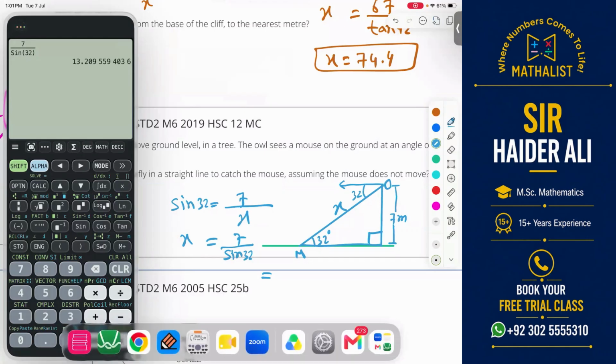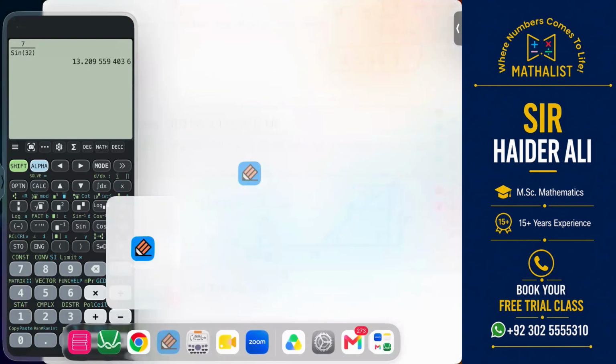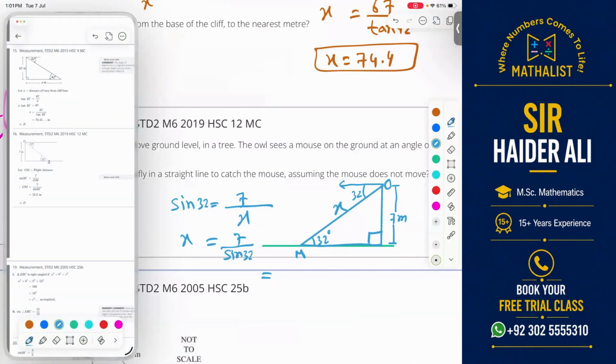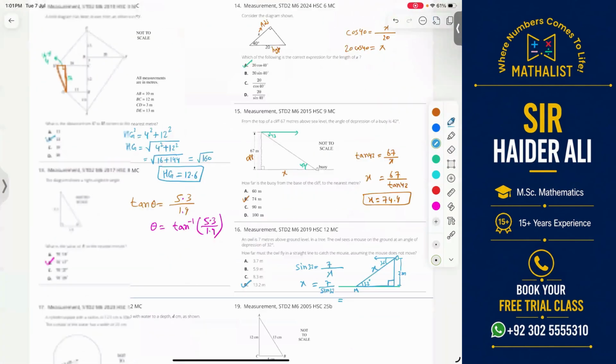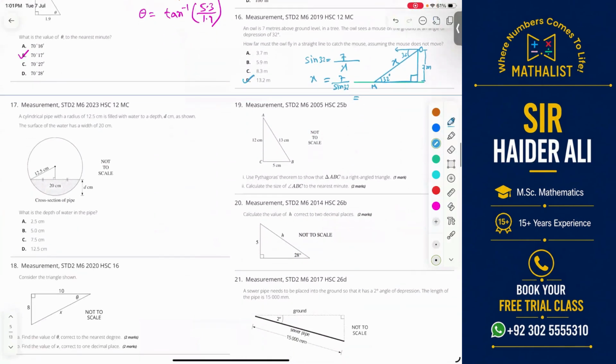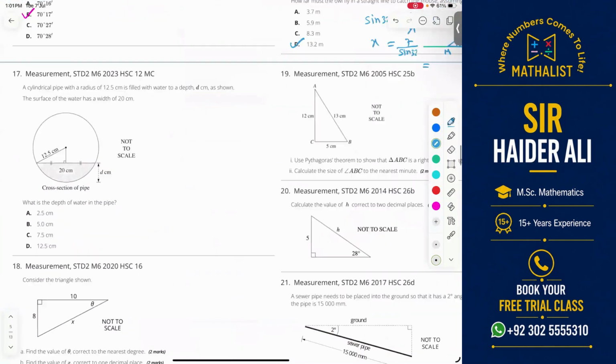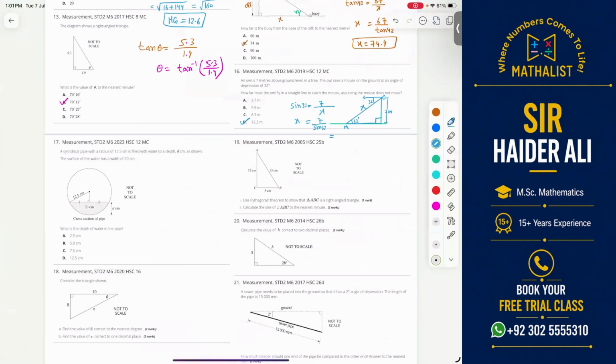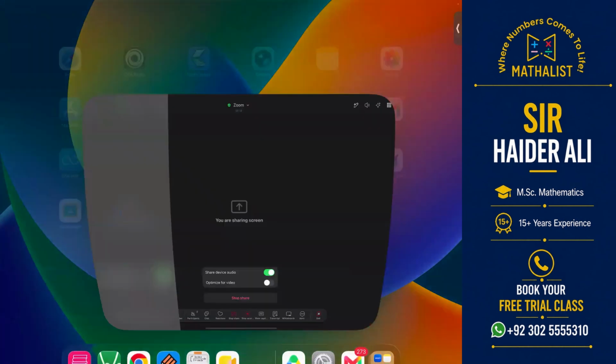13.2, that is the answer, okay? Okay, the option, accurate answer. Okay, clear? Yeah, it's clear. Question 17, you do yourself, okay? And try to solve the remaining questions for next class. Okay, okay. Bye.